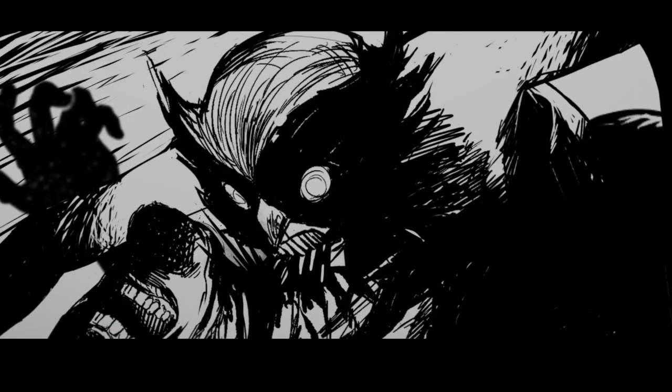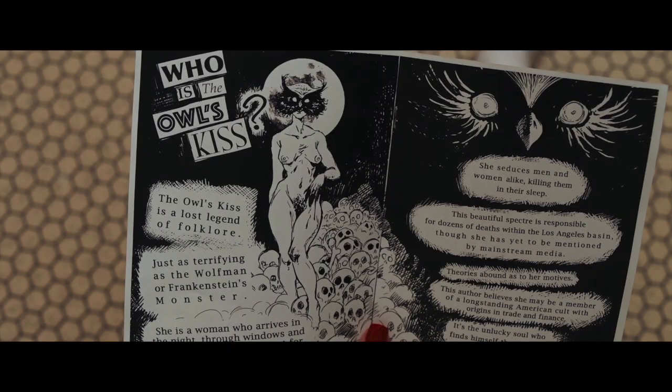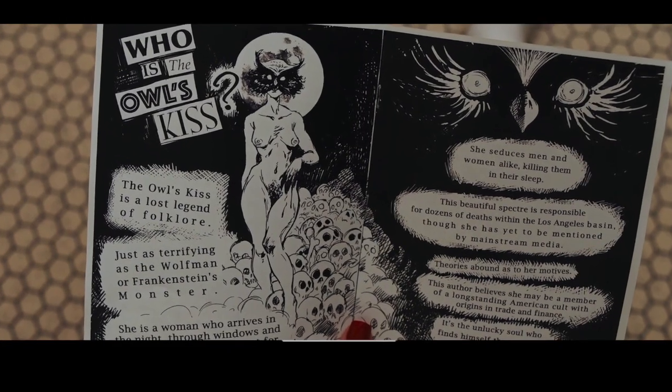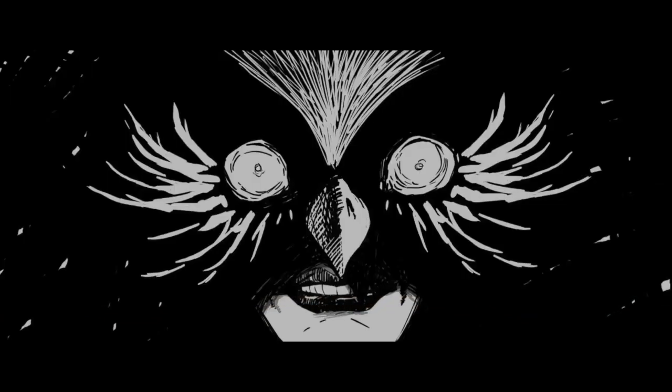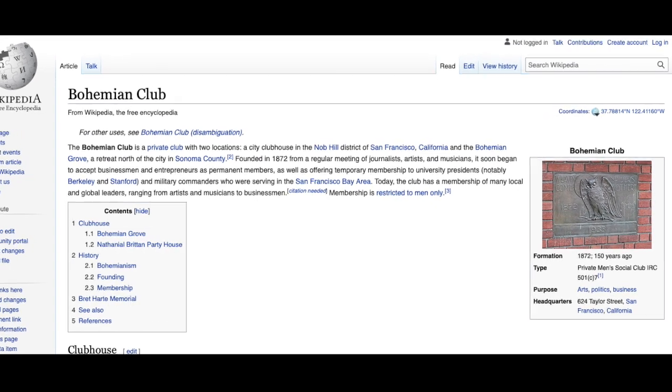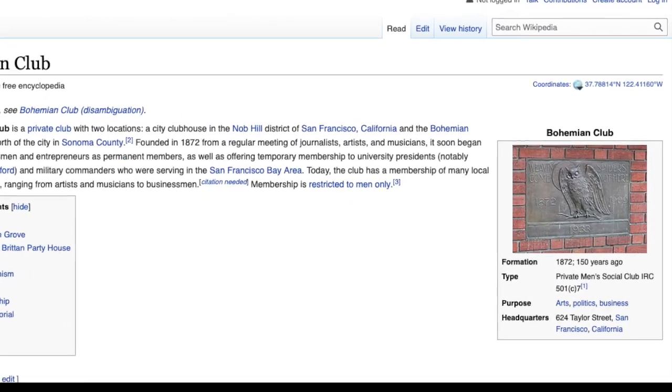She says this, which is interesting: "This author believes she may be a member of a long-standing American cult with origins in trade and finance." What long-standing American cult has origins in trade and finance? The Bohemian Club, of course, and their mascot happens to be an owl.